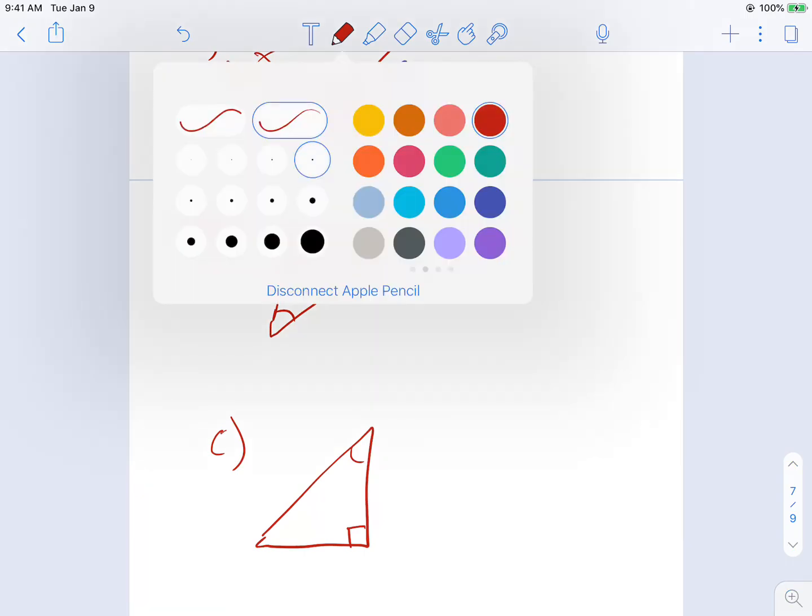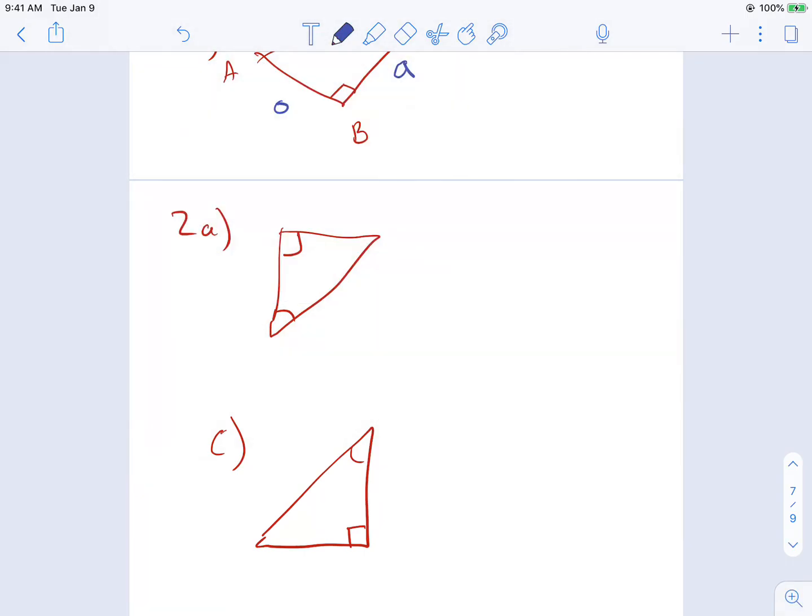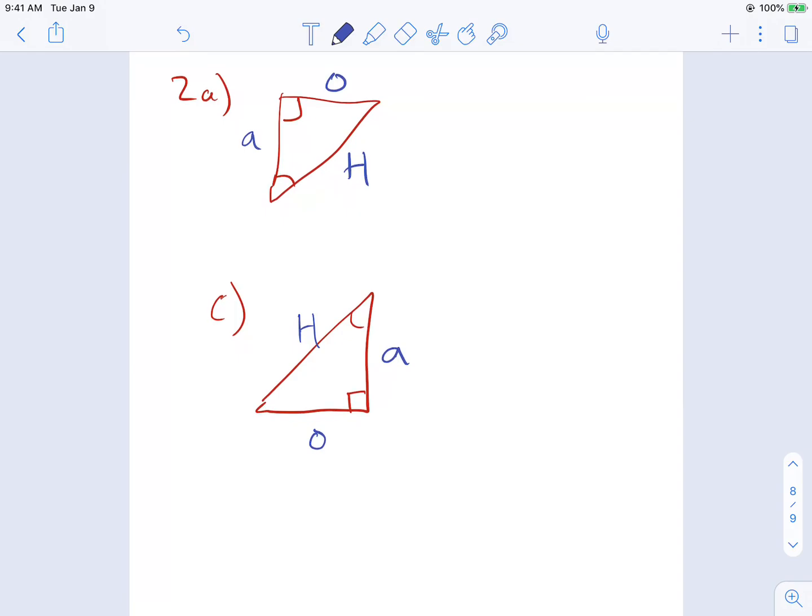Okay, perfect. Let's go ahead and mark these things. Very first thing we should do is mark our hypotenuse, which is easy. We can do it on both of these right away. You don't even have to think. It's always opposite our right angle. Next, we'll label our opposites. Those are opposite our angle of interest. And then we have our adjacent, which is touching our angle. Excellent.